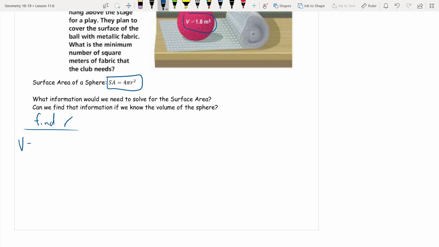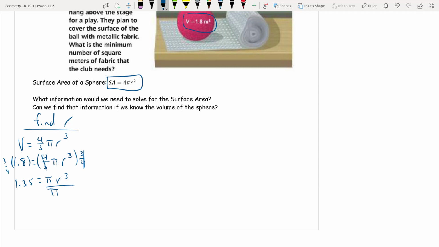We know that volume is 4/3 pi times the radius cubed. So we're going to do 1.8 equals 4/3 pi radius cubed, and then we're just going to solve from there. The best way to do this is to multiply by the reciprocal of this fraction. We're going to multiply by 3/4 on both sides to get rid of that fraction. So I'm going to do 1.8 times 3/4, and you end up with 1.35, and that equals pi times radius cubed.